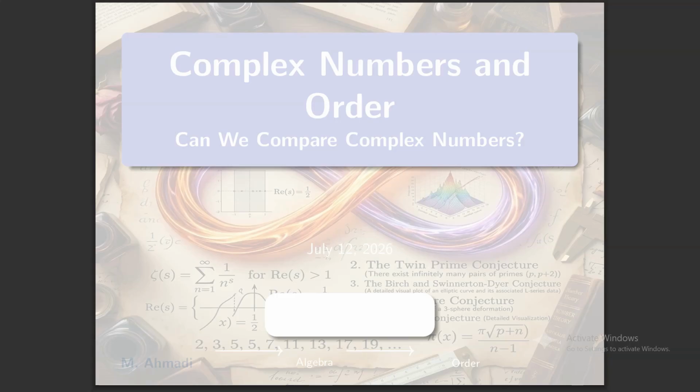Can we compare complex numbers? We all know how to compare real numbers. We know that 5 is greater than 3 and minus 3 is less than 0. But what about complex numbers? Is 2 plus 5i greater than 4 plus 10i? This may seem like a simple question, but the answer reveals something fundamental about the nature of complex numbers. Let's solve it.